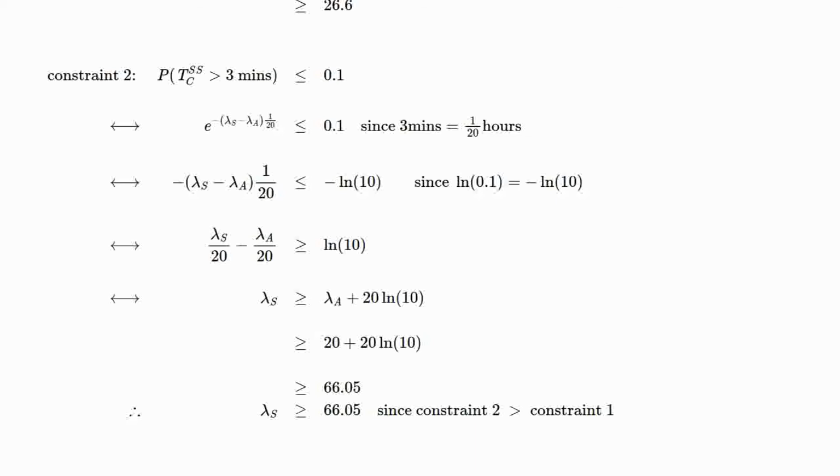And so our overall constraint is that we need lambda s to be greater than or equal to 66.05, which is 20 plus the 46.05, and the minimum lambda s therefore is 66.05.